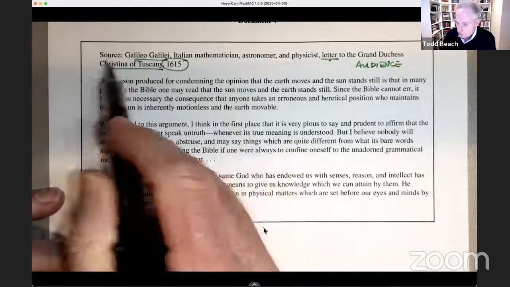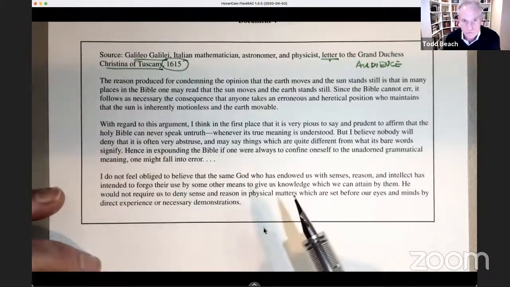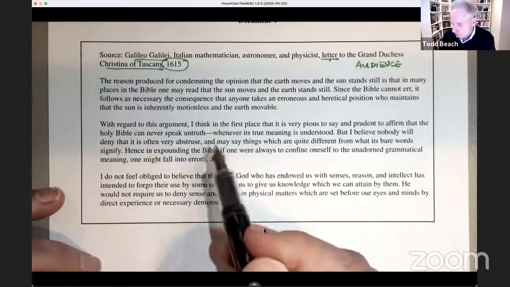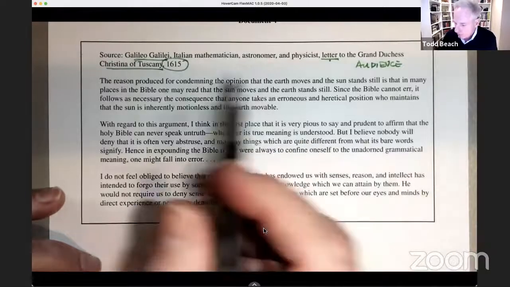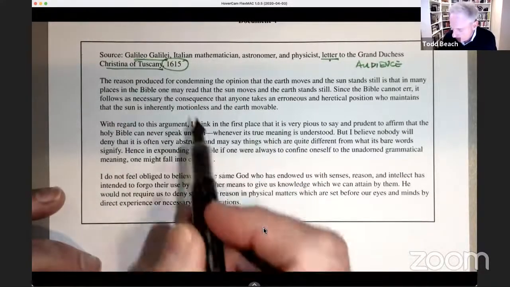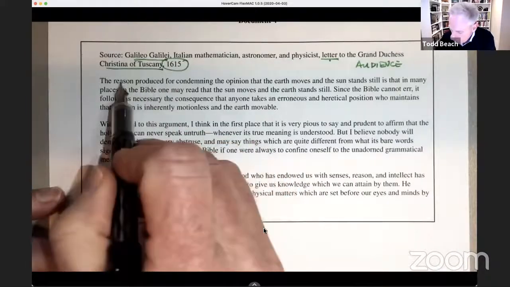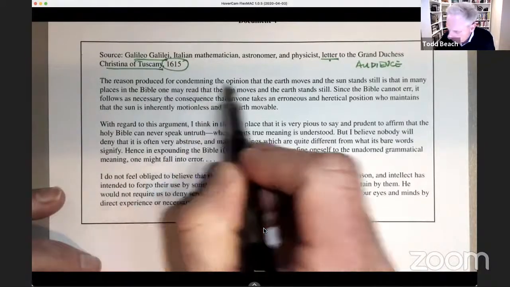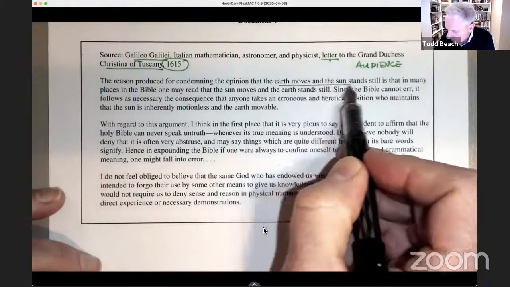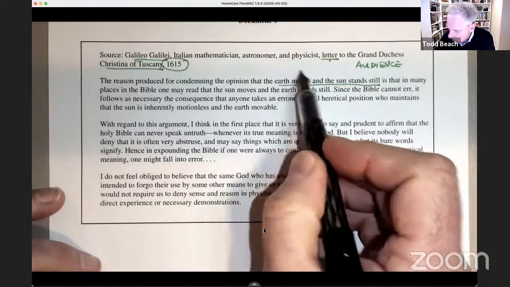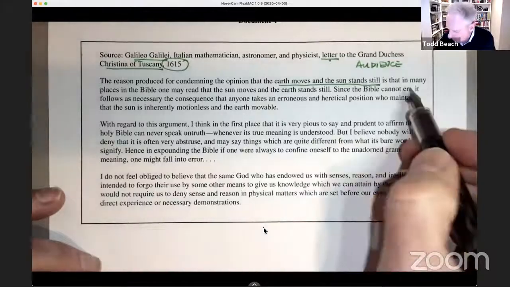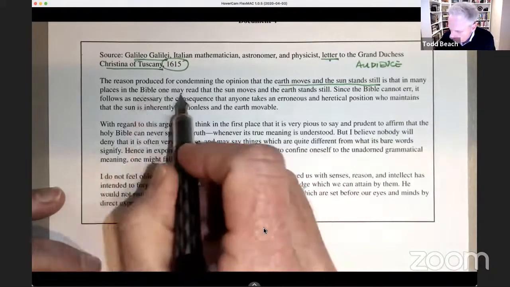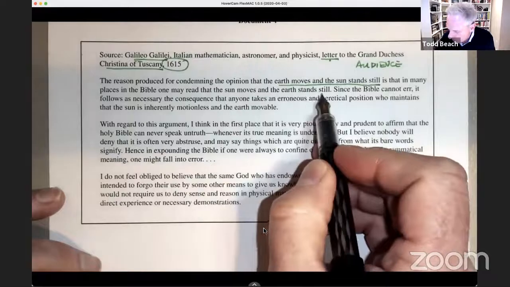And you always read the source line first, always read the source line first. In the DBQ or in this type of situation, it occurs first, so it's really easy. Then you read closely, read everything quickly, but closely. The reason produced for condemning the opinion that the earth moves around the sun stands still. Okay, so this is about heliocentric theory is what he's talking about, is that in many places in the Bible, one may read that the sun moves and the earth stands still.